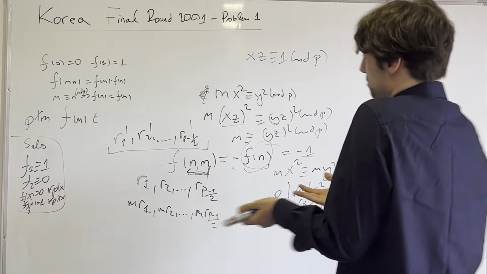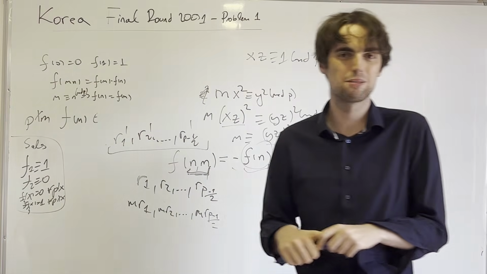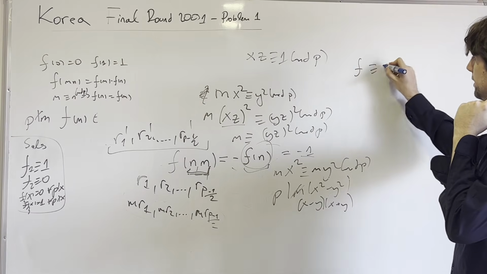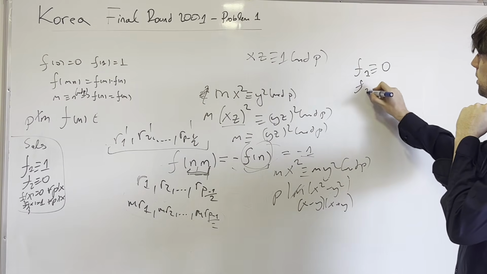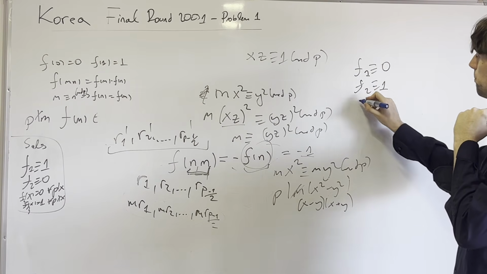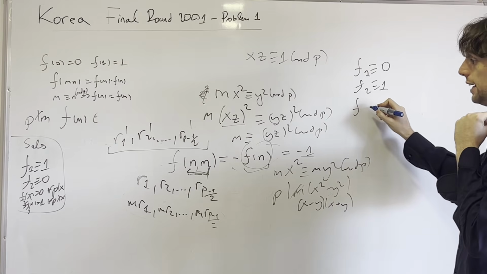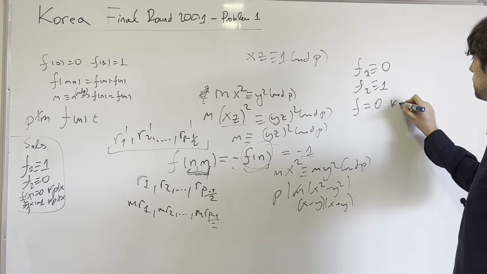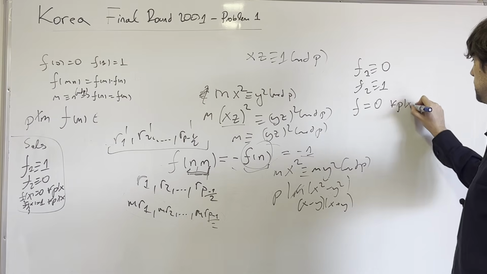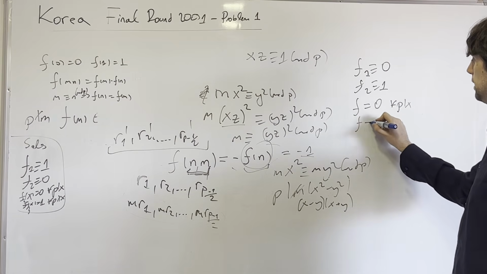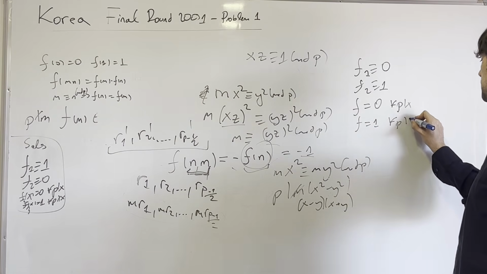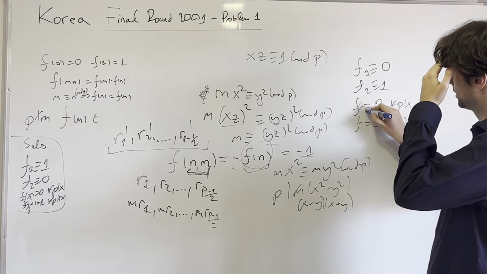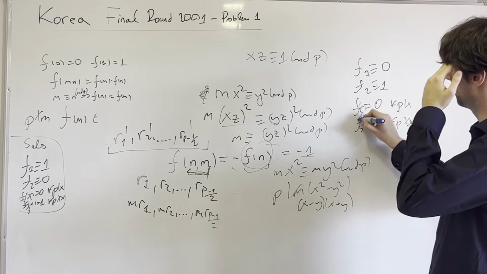Like, that's what the function is. So those are our 4 solutions. F of x, so f is identically 0. This is f1. F is identically 1. F is 0 for all numbers that are divisible by p, and f is 1 for all numbers which are not divisible by p. This is f of x. This is the 3rd function.